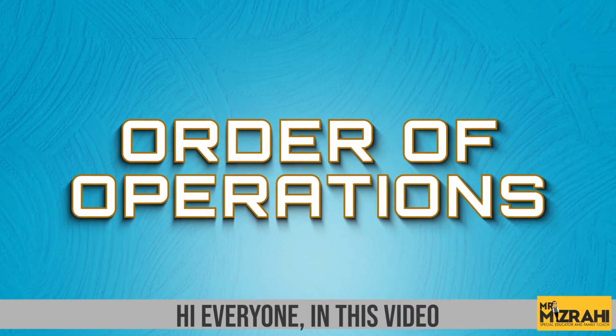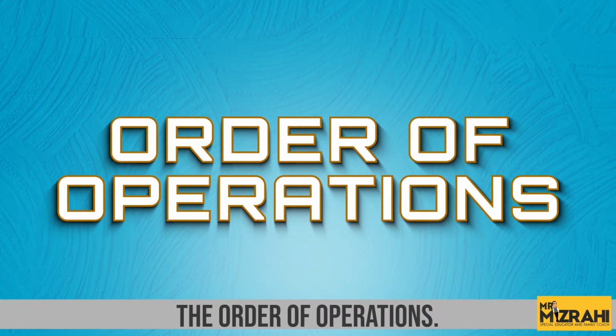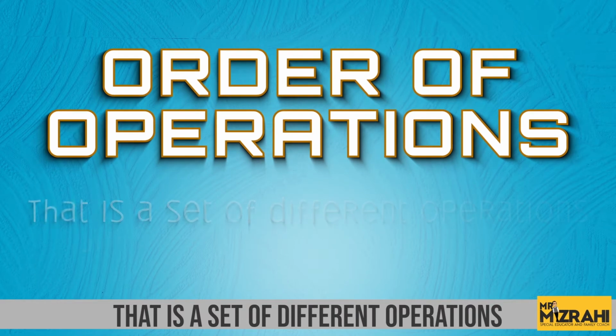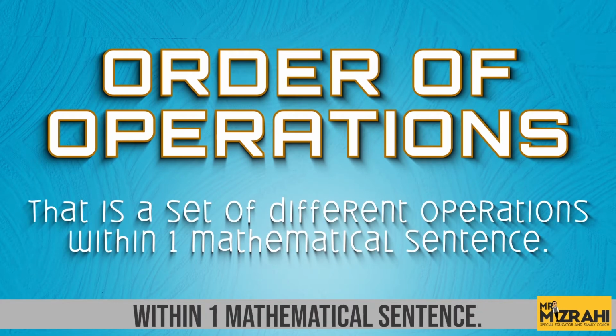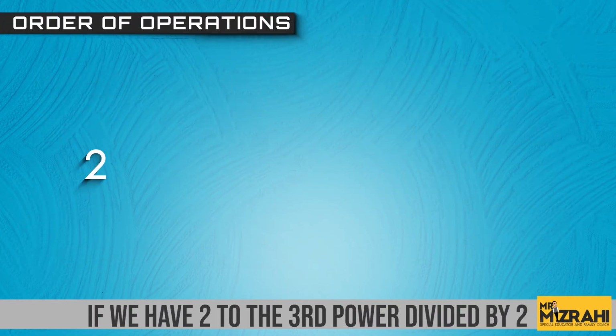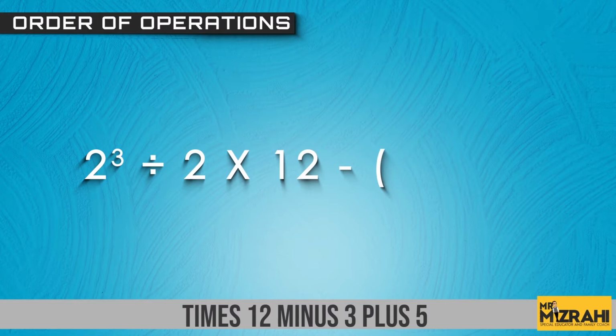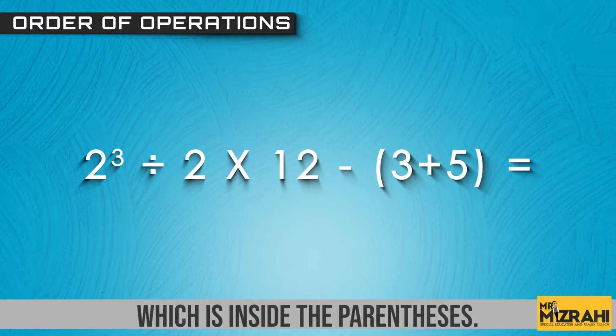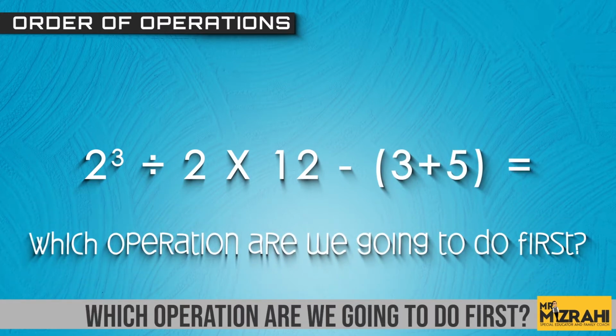Hi everyone, in this video we are going to learn about the order of operations. That is a set of different operations within one mathematical sentence. So if, for example, we have 2 to the third power divided by 2 times 12 minus 3 plus 5, which is inside a parenthesis, which operation are we going to do first?